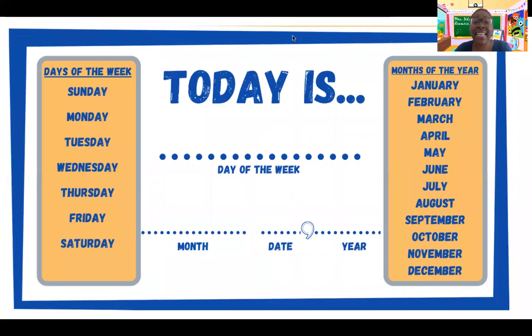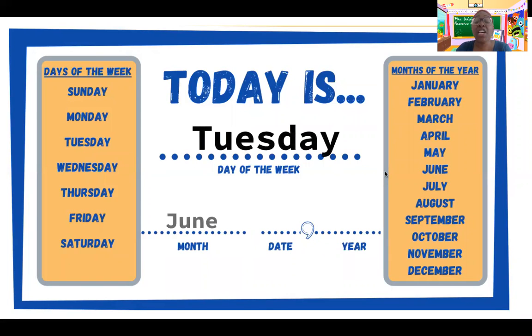Well, let's say our date together. Remember, when we say the date, we start with the day of the week, and then we say the month, the number date, and then the year. Let's try it. Today is Tuesday, June 2nd, 2020. One more time. Today is Tuesday, June 2nd, 2020.